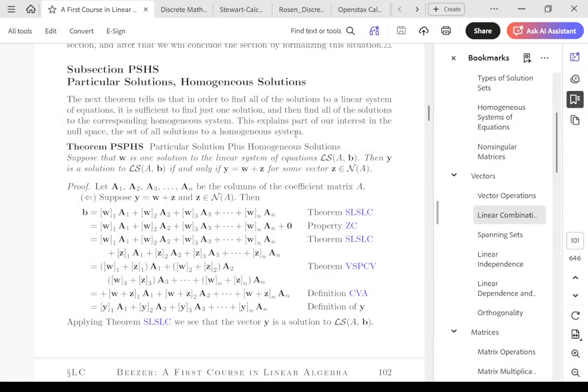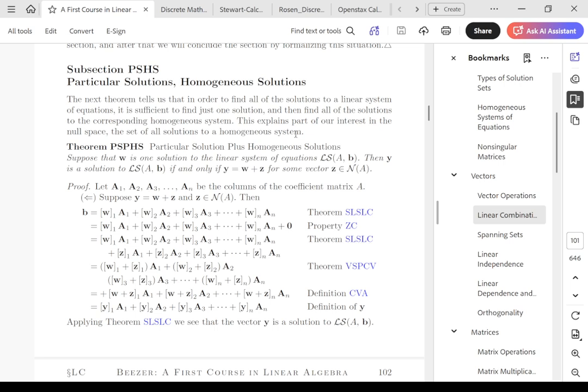All right, so our theorem here is theorem PSPHS. It means a particular solution plus the homogeneous solution, right? It says that suppose that W is one solution to the linear system of equations LS(A, b). Then Y is a solution to LS(A, b) if and only if Y can be written as W, that particular solution, plus Z for some vector Z that is an element of the null space of A.